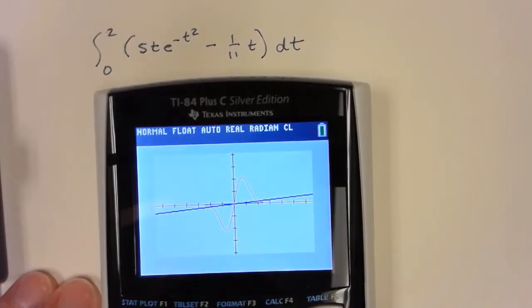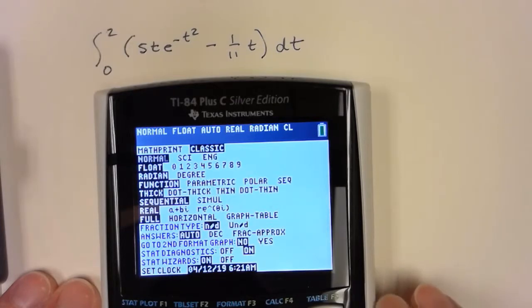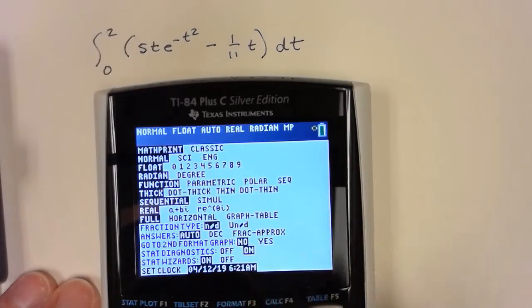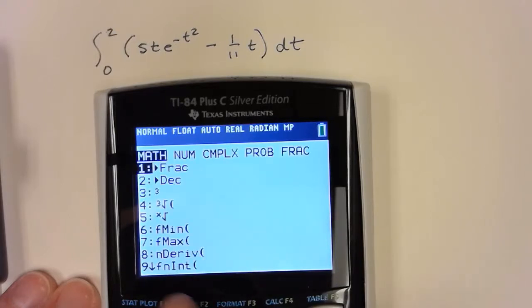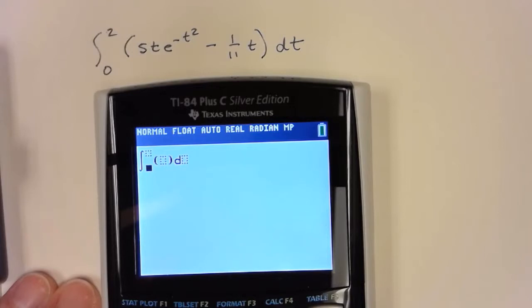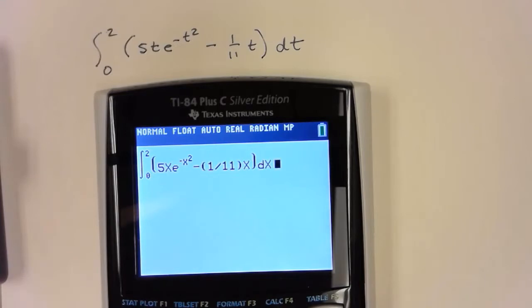Alright, so let me clear out of this. So I'm going to go do, I think I will change mode. I just think the other one's cool. So math, number 9. I'm going to put 0, 2 in here. 5, I'm going to go ahead and use x. I just like x. To the negative x squared, bring that back down, minus 1 divided by 11x, dx. Now if you put t's here, it would come up to be the same thing.